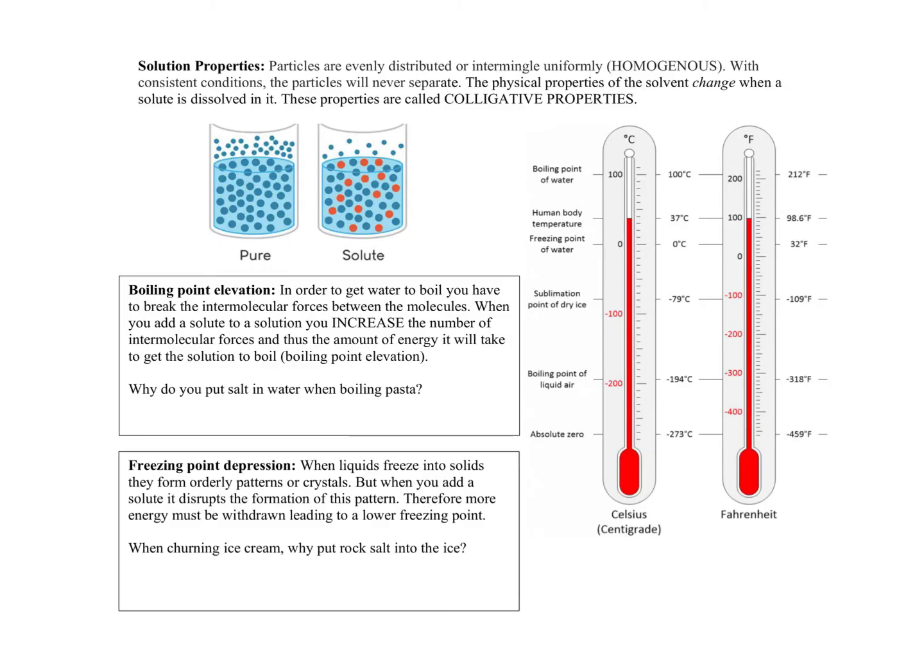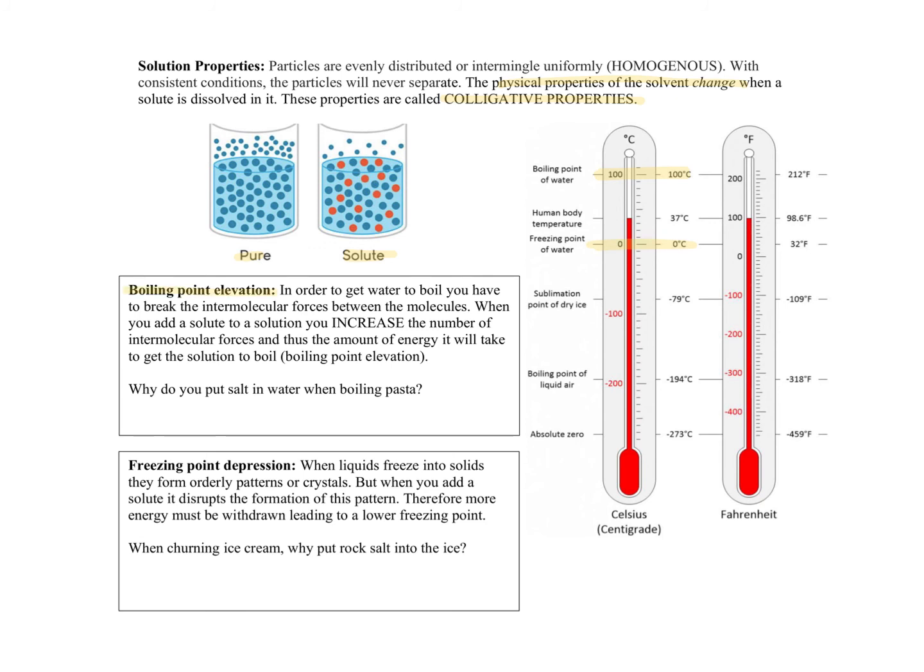All right, our final thing for today's lesson is something called colligative properties. And that is the idea that when you add a solute to a solution, you are going to change the physical properties of that solvent. So for example, pure water is going to boil at 100 degrees Celsius and it is going to freeze at 0 degrees Celsius. However, when you add in a solute, whether it be sugar, salt, anything, it is going to change the boiling point and the freezing point. So let's look at what's going to happen.